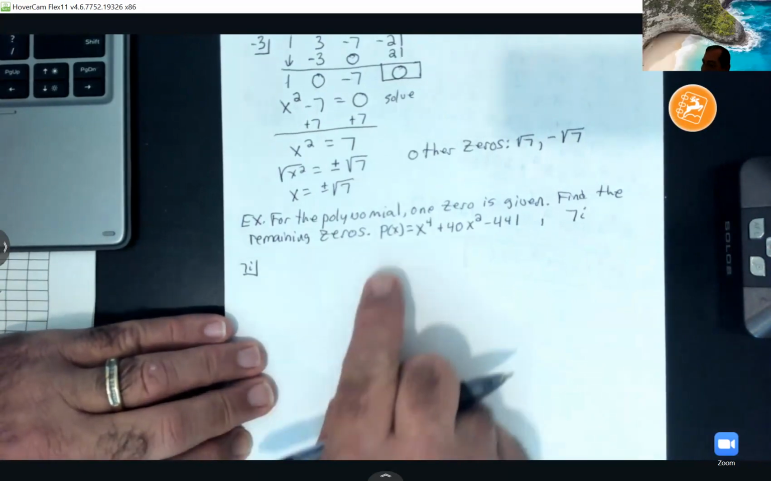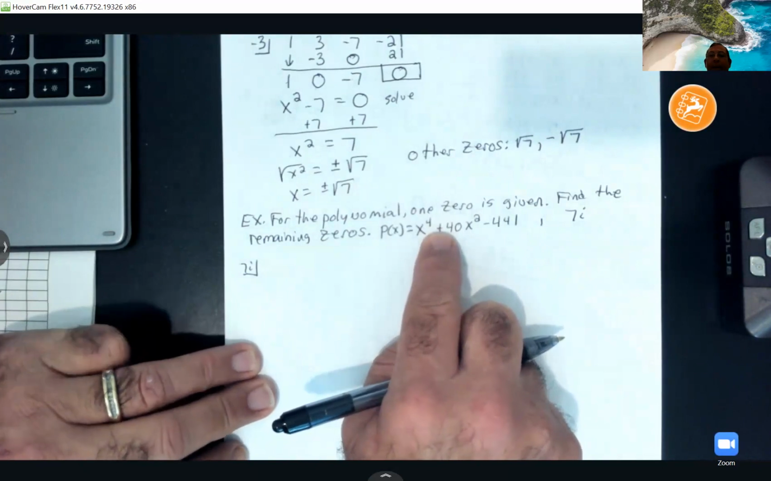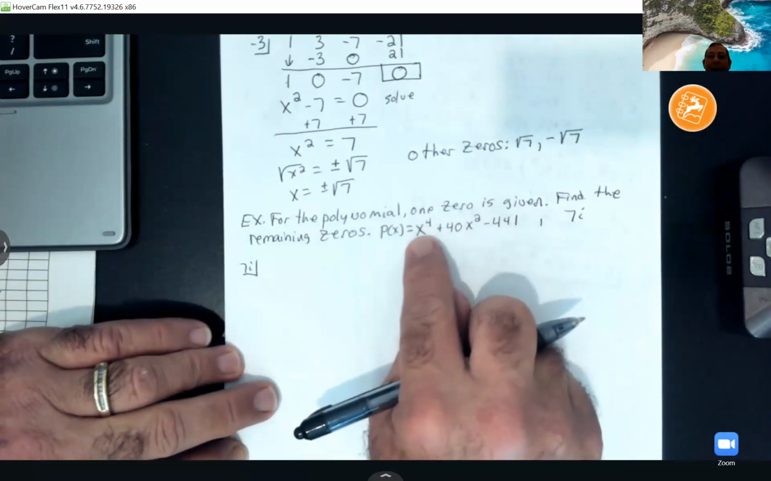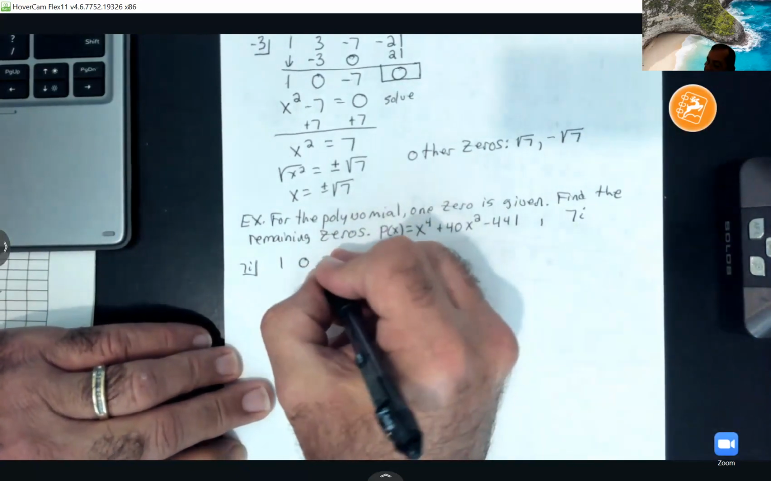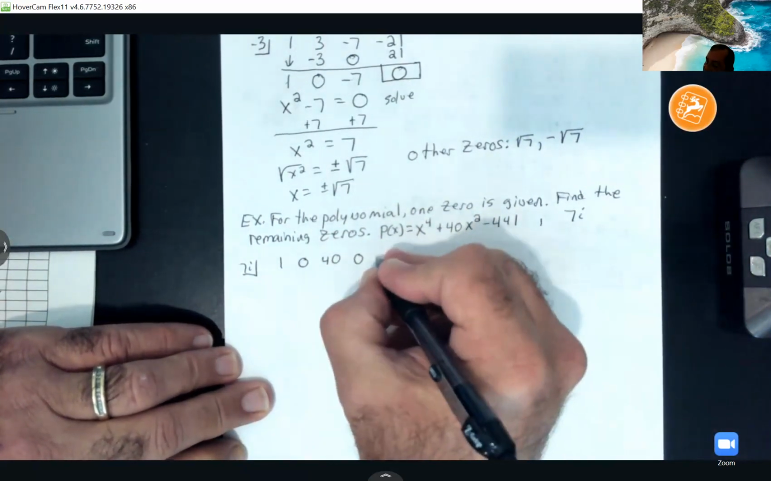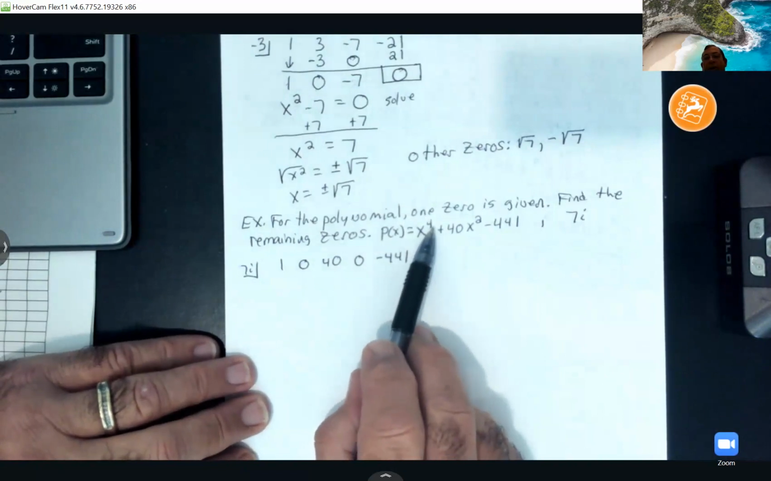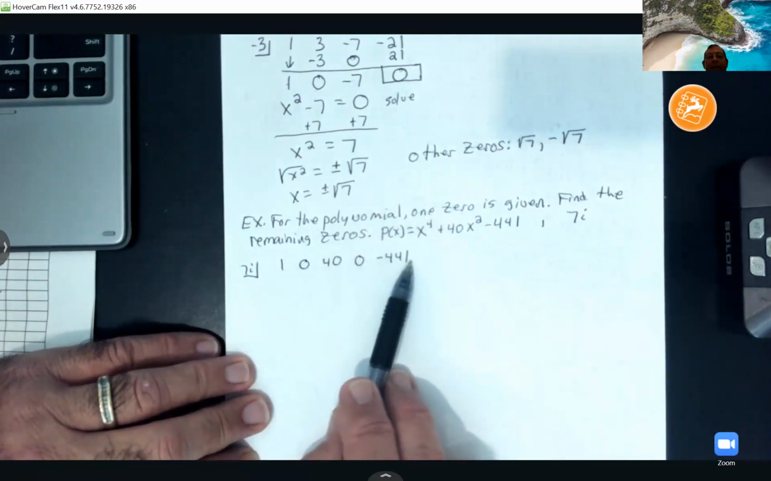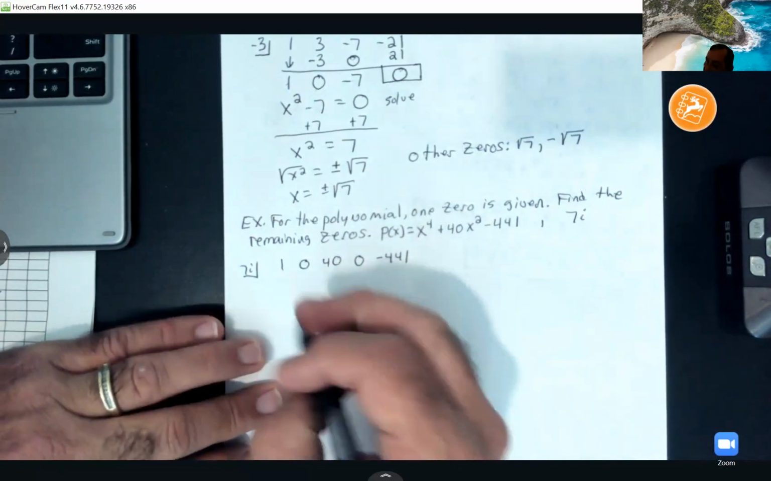Now, here's where you got to watch out. There's not an x cubed term here, so we're going to put a 0 for the x cubed. There's not an x here either, so we're going to put a 0 for the x. So when you write your numbers, you'll have that 1, a 0 for the x cubed, a 40 for the x squared, a 0 for the x, and then a negative 441. If you add 1 to the degree, that tells you how many numbers you need. So 4 plus 1 is 5, so I needed 5 numbers here. So you have to have those missing placeholders to be the zeros, okay?